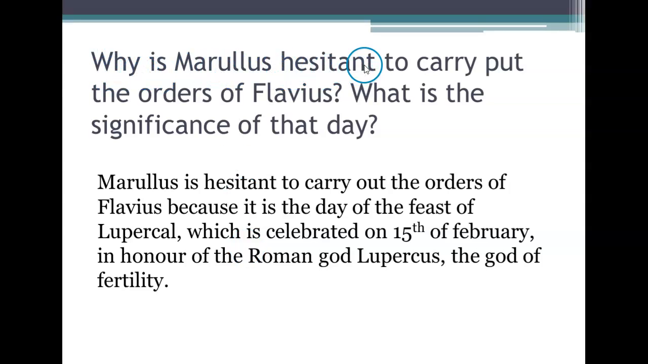Why is Marullus hesitant to carry out the orders of Flavius? What is the significance of that day? Marullus is hesitant to carry out the orders of Flavius because it is the day of the feast of Lupercal, which is celebrated on 15th February in honor of the Roman god Lupercus, the god of fertility.